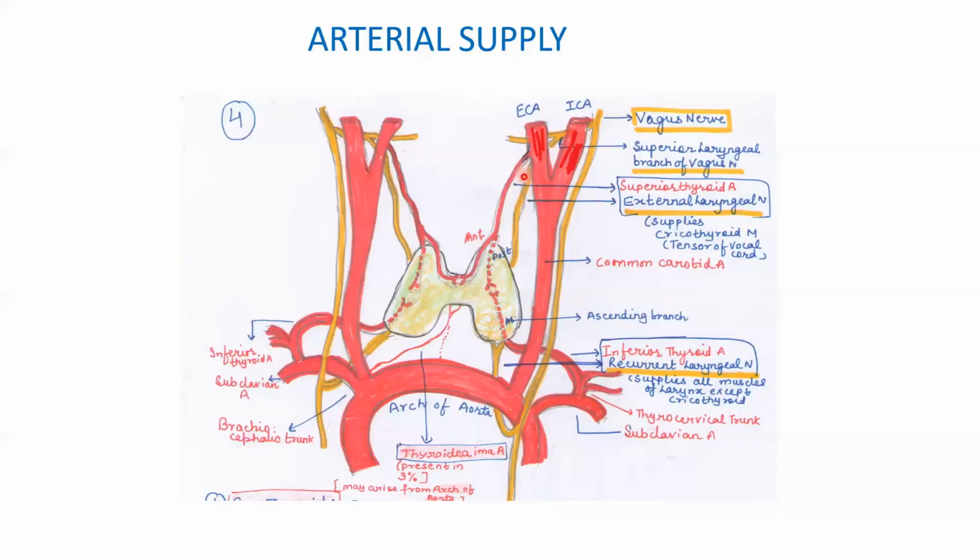And if we trace both the structures towards the apex of the gland, they are quite distant from each other. That means during the thyroidectomy, when we ligate the artery, we should ligate the superior thyroid artery near to the apex of the gland. If we try to ligate it near its origin, we may damage the external laryngeal branch of the vagus nerve, and this external laryngeal branch supplies the cricothyroid muscle of the larynx, which is the tensor of the vocal cord. So always remember, ligate the superior thyroid artery near to the gland to avoid damage to the external laryngeal branch of the vagus nerve.